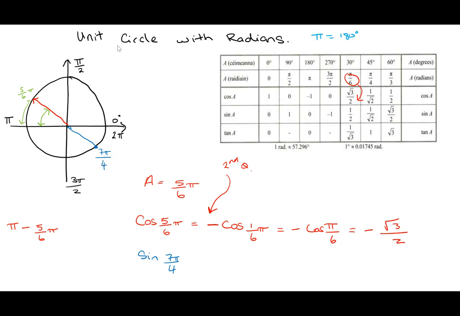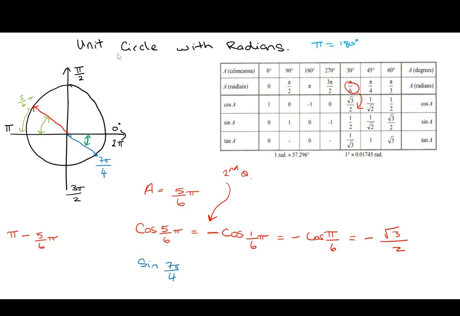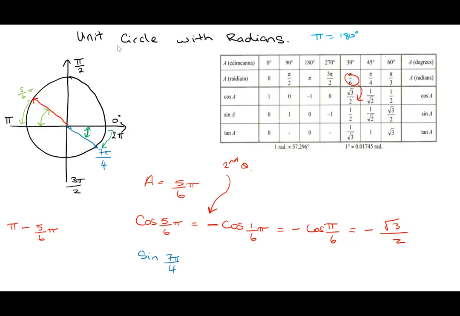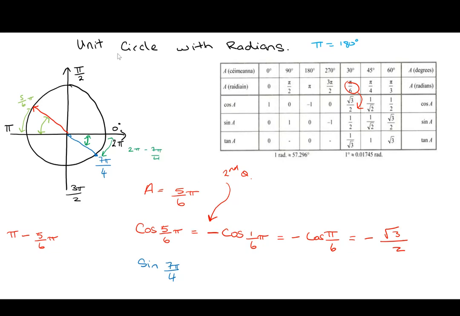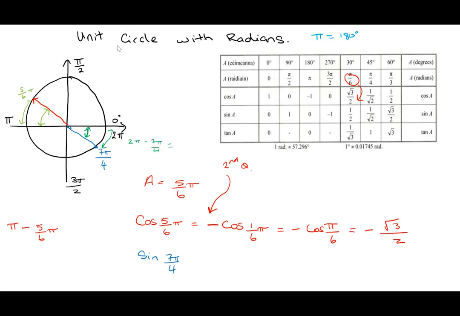Alright, remember, a reference angle always goes back to the horizontal. So I'm always looking at here for my reference angle, which is the difference between 2 pi and 7 pi over 4. So 2 pi minus 7 pi over 4, you'll actually get 1 over 4 pi, or pi over 4, which is the same.